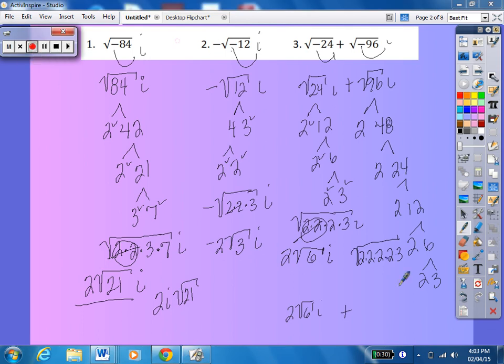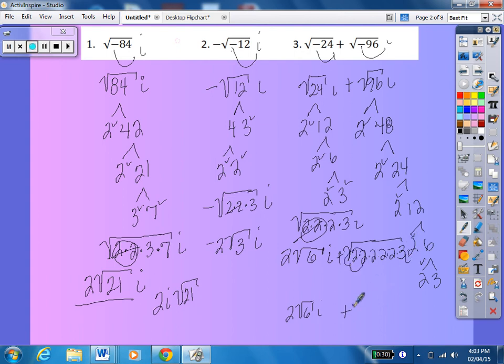Okay, so I see what I did. I just have a 1, 2, 3, 4, 5 2's. So let me fix that up. So I would have had 5 2's in there. So 1, 2, 3, 4, 5 2's and the 3 and the i. Sorry about the mess, but you know how I do.